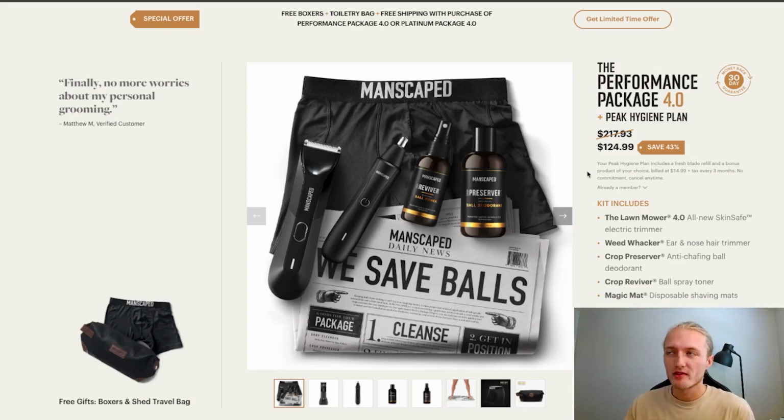Like I said, rather than them just charging $217 for all of this, or even like $80 for just these 2 trimmers here, they can charge a higher price, $125, and then just say, well, we're giving you these free gifts. We're giving you a travel bag. That's a $40 value, they're saying. Instantly the customer's like, wow, that's a great deal. And then you're also getting these boxers. It's a $20 value.